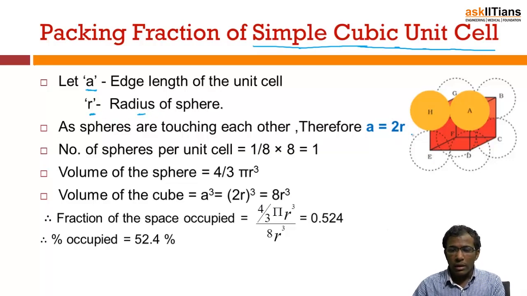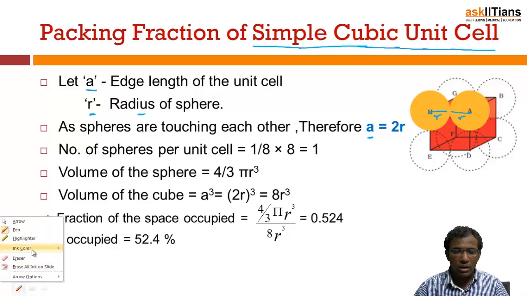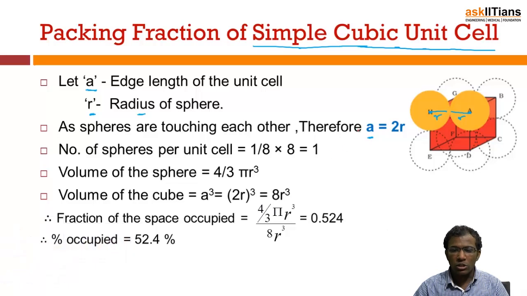In the case of the simple cubic unit cell, the particles touch along the edges. This is the center of one particle and this is the center of the surrounding particle. So they are touching along the edge length. This distance is actually A, the edge length, which equals 2 times the radius. This is R and this is R. Since all the particles are identical, 2R equals A. So A equals 2R, which is the relation between the edge length and the radius of the particle, which is very important if you want to calculate the packing efficiency.